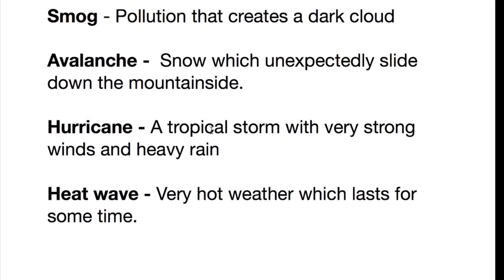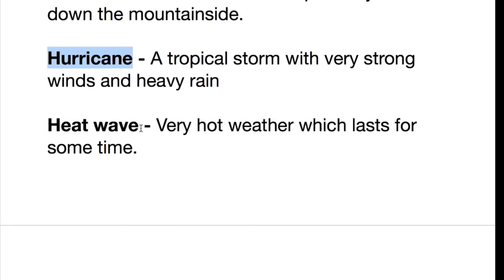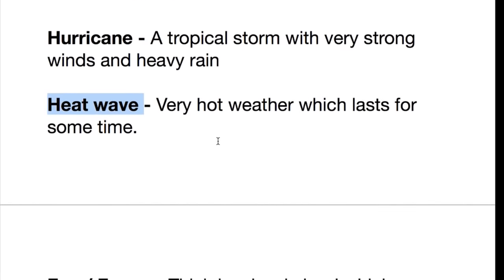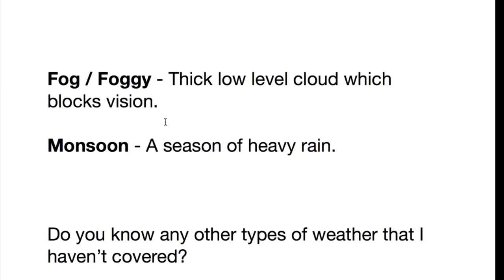Hurricanes. So a hurricane is a tropical storm which has very strong winds. When I think about a hurricane, I often just think about the strong wind element, but it also has heavy rain as well. Heat wave. It's what we discussed earlier, is when you have a long period of hot weather. Then we have two more here.